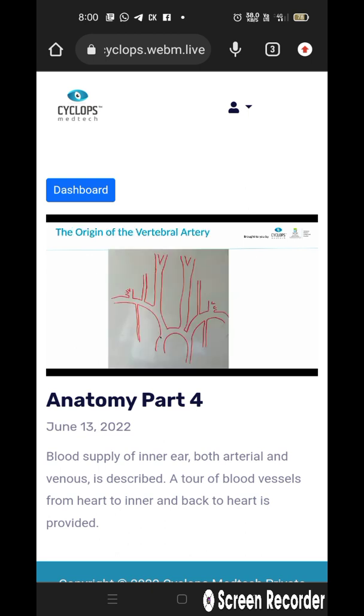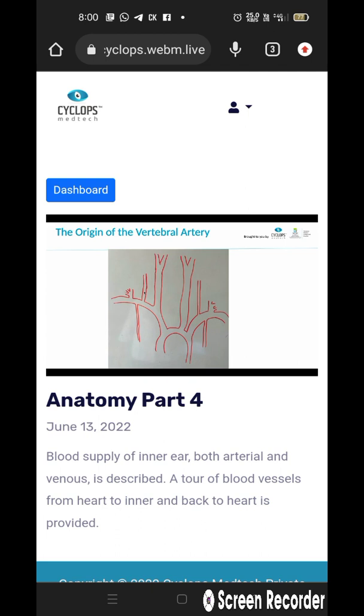So, this is the arch of the aorta which I have represented. Then we have the brachiocephalic trunk, and then there is the common carotid artery and the subclavian artery. The subclavian artery gives rise to multiple branches. One of the first branches, and a very big branch, is the vertebral artery. It is this vertebral artery which goes back up to supply the inner ear through its branches, which we will see in detail.